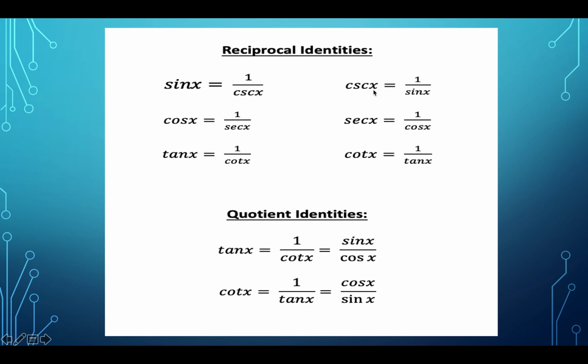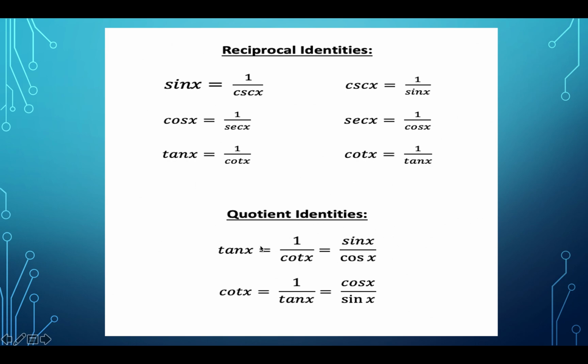Then over here we have cosecant of x is equal to 1 over sine of x, or 1 over sine of x is equal to cosecant of x. Secant of x is equal to 1 over cos x, or 1 over cos x is equal to secant of x. We can also have cotan x is equal to 1 over tan x, or 1 over tan x is equal to cotan x.